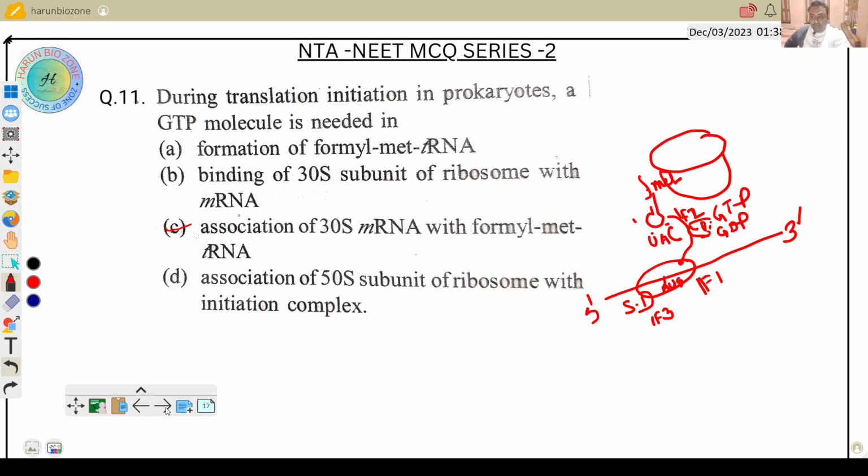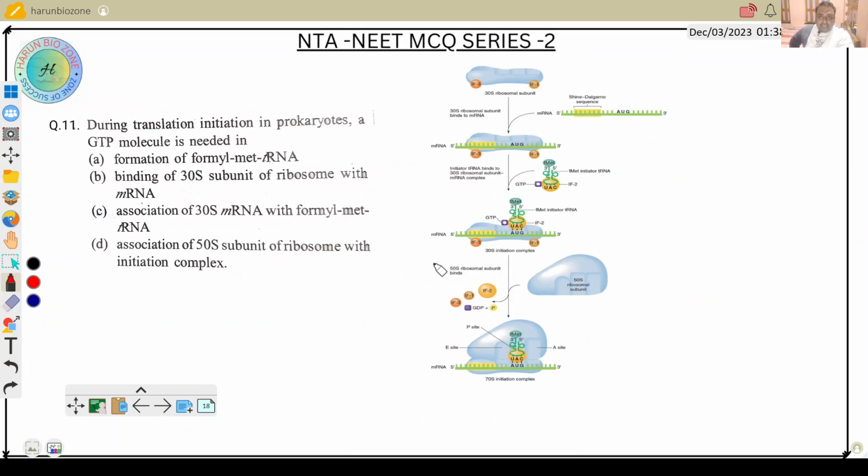Let me explain properly. This is the translation initiation process. Here this is the 30S ribosomal subunit of the ribosome. With the help of initiation factor 1 and initiation factor 3, they combine with the Shine-Dalgarno sequence of the mRNA. This is mRNA. Then here AUG is present. The AUG start codon codes for methionine.